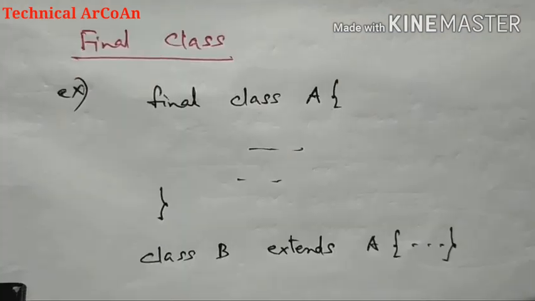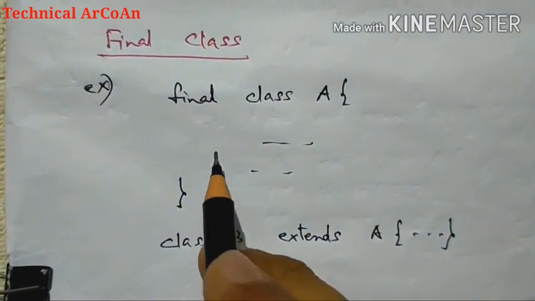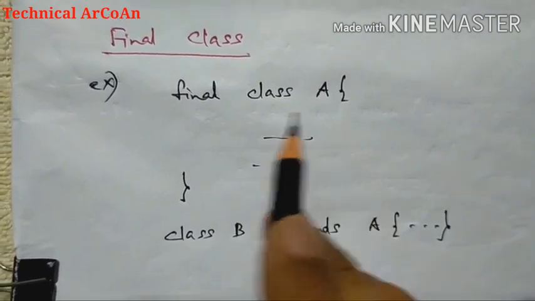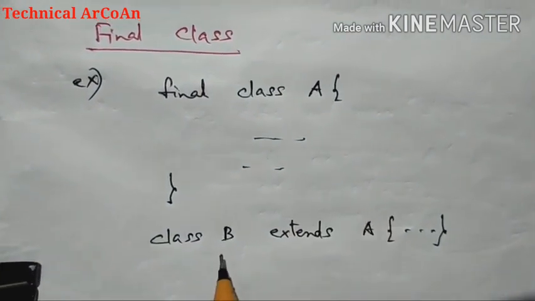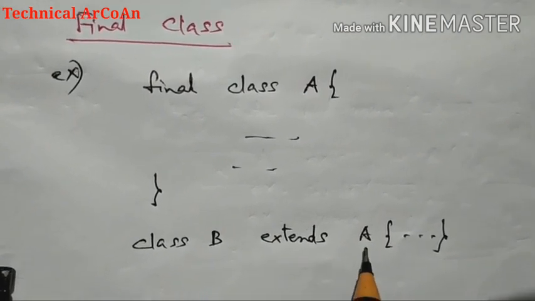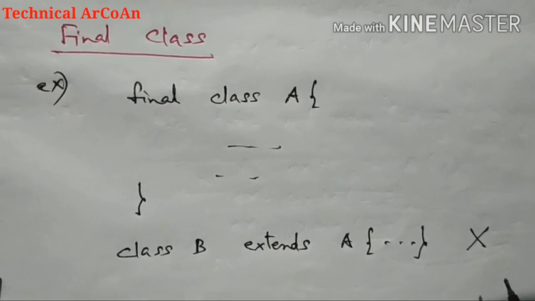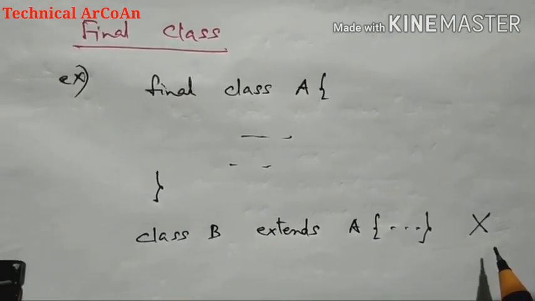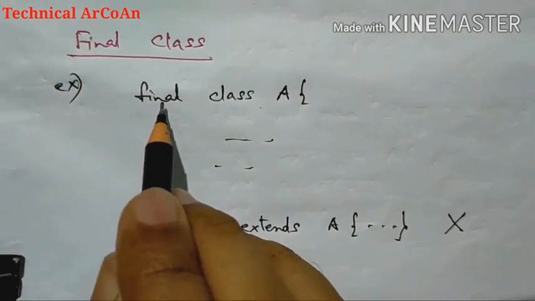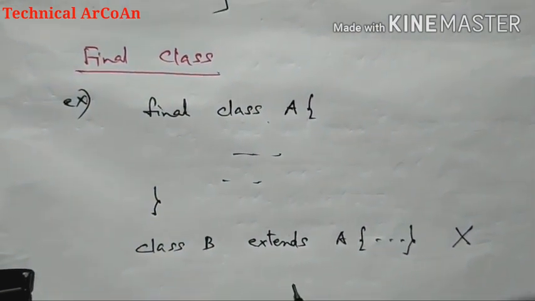Okay? Now we go for the example of a final class, right? So the example is like that. We define final class A, which has some body, and we want to inherit that class in B: class B extends A. Unfortunately, this statement does not execute. Why? Because Java does not support it: when a class is declared as final, this class can never be inherited.